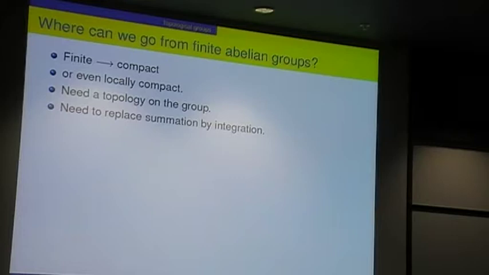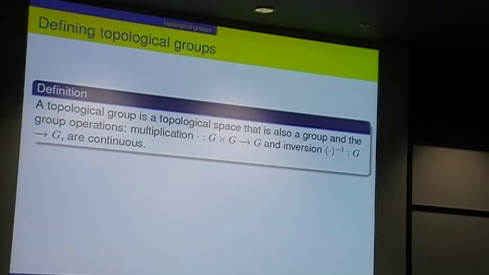But I showed you what was done in the finite case so that you could believe that these are the corresponding structures you need to have in the more general case. So let's define topological groups. A topological group is just a topological space that's also a group. So what could be simpler?